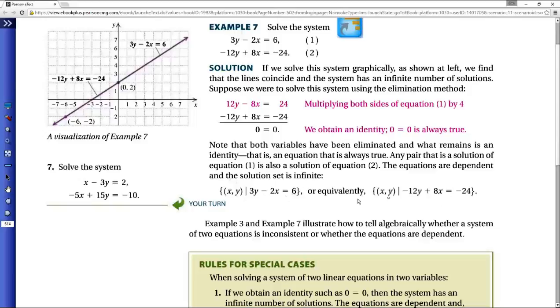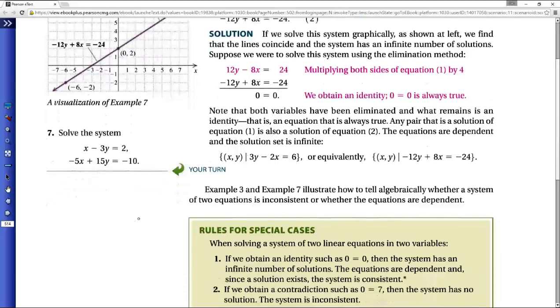And notice that in this case they do say that both ways to write the set notation are okay with either equation. I could say the set of ordered pairs (x, y) such that this equation, 3y minus 2x equals 6, is true. That's all the solutions. Or I could use the other equation, which is exactly the same infinity of ordered pairs.